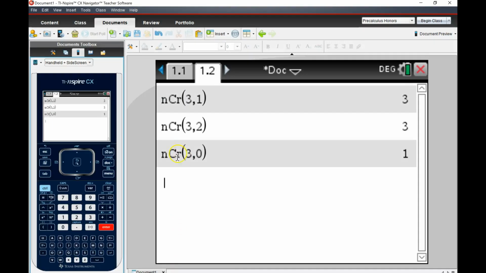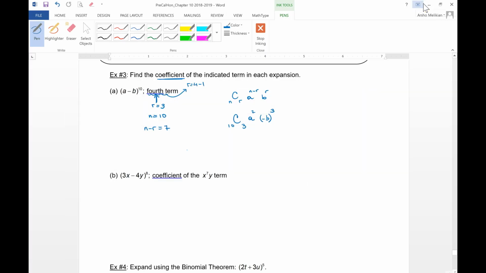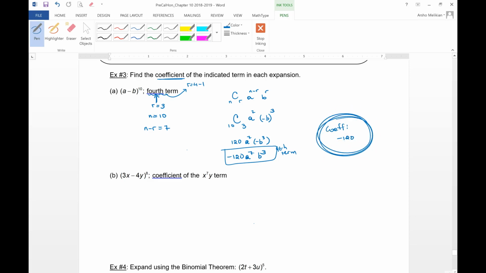So let's go here, bring it back to edit. So I have now 10, comma 3, 120. Okay, fabulous. So that's 120. A to the 7, negative b cubed. All right, so that's negative 120 a to the 7, b cubed. Okay, now this entire thing is the 4th term. But the coefficient, which is what this is asking me for, is negative 120.